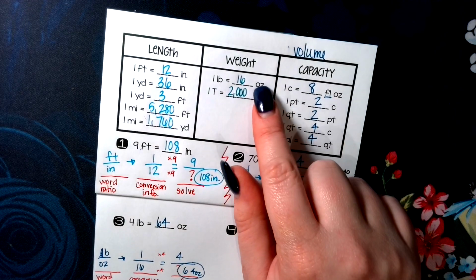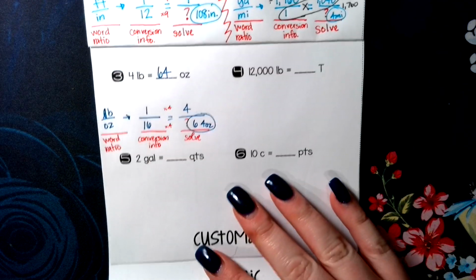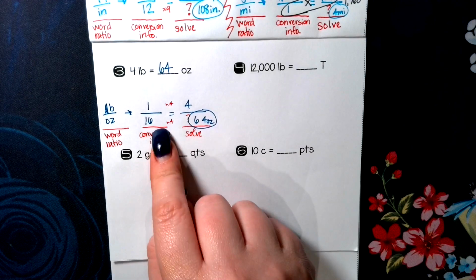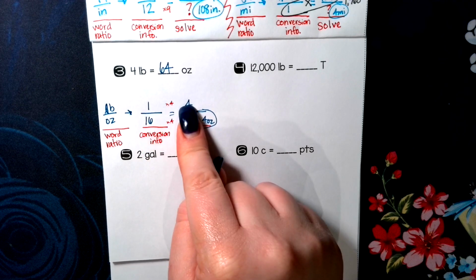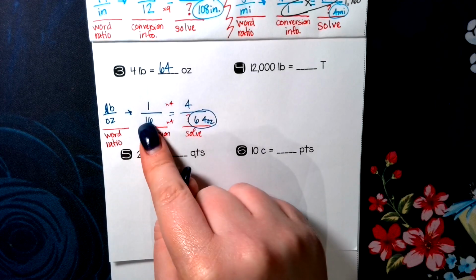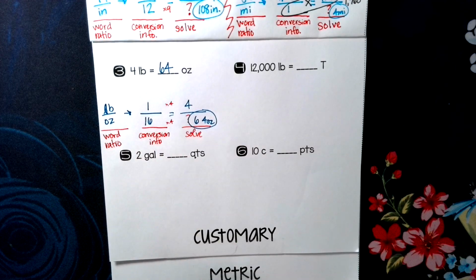I know the conversion rate. Again, 1 pound is 16 ounces. 4 pounds is how many ounces? When I solved this, I looked at that pattern between 1 and 4, and I multiplied times 4. So 16 times 4 gave me 64. Again, there's other ways that you can do this. You do whatever makes your heart happiest.